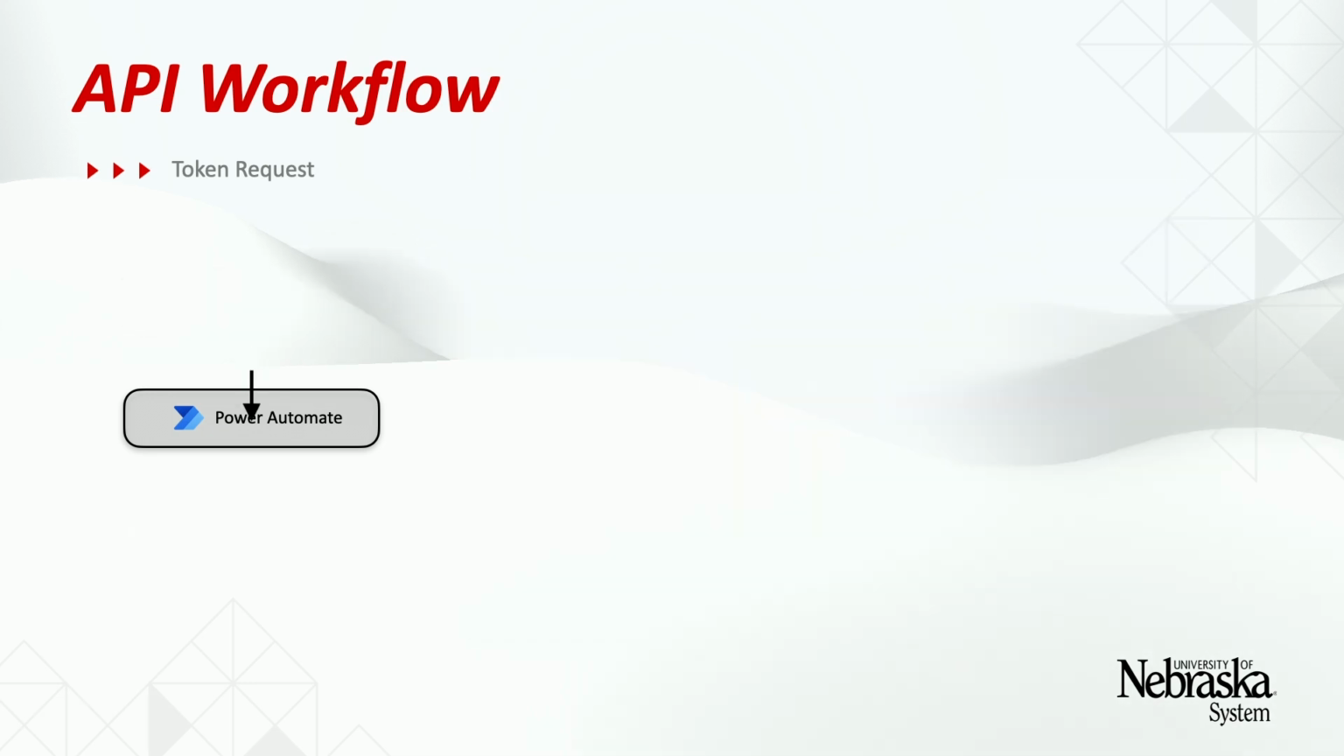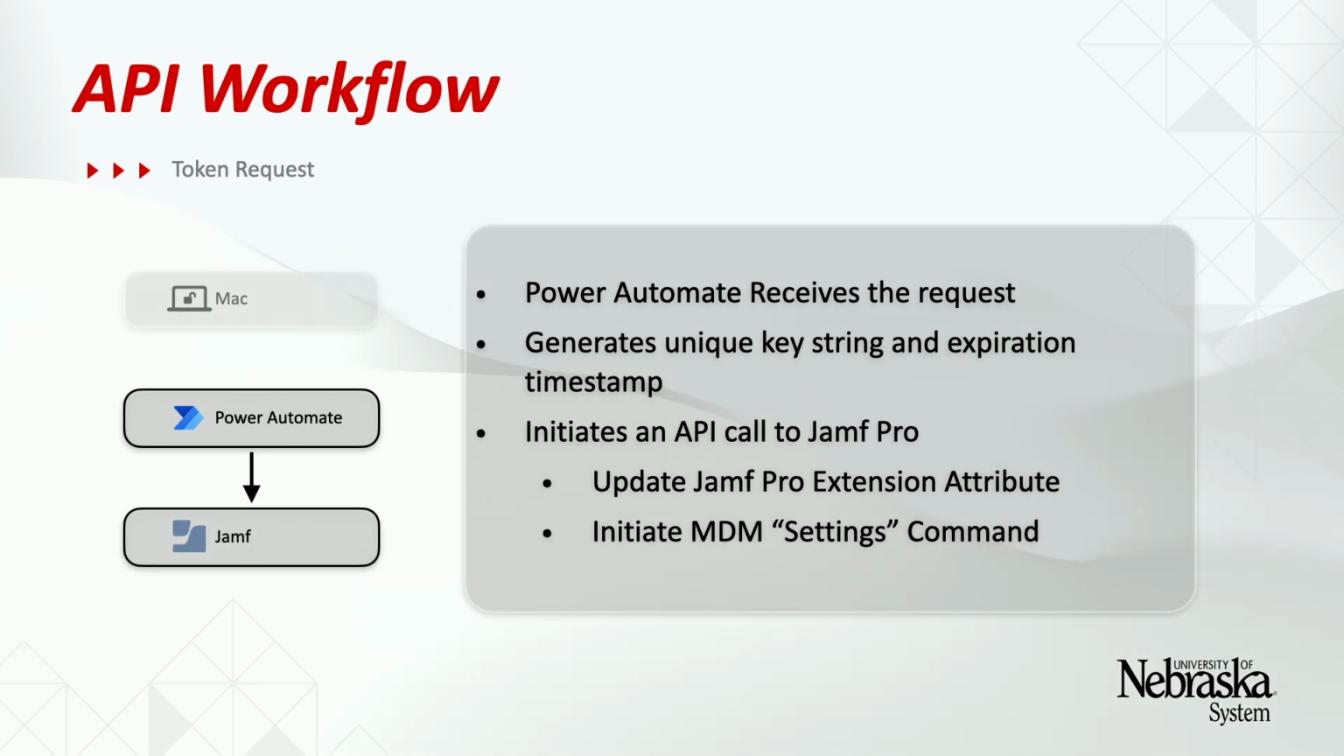Power Automate is taking that request, it's generating a unique key for this specific device and an expiration timestamp that we can use to expire that unique key in a specific amount of time. And then it does a quick API call to Jamf Pro to do two things: update a Jamf Pro extension attribute in the inventory record with that data, and also initiate an MDM settings command so we can actually send information directly to the device with that unique key.